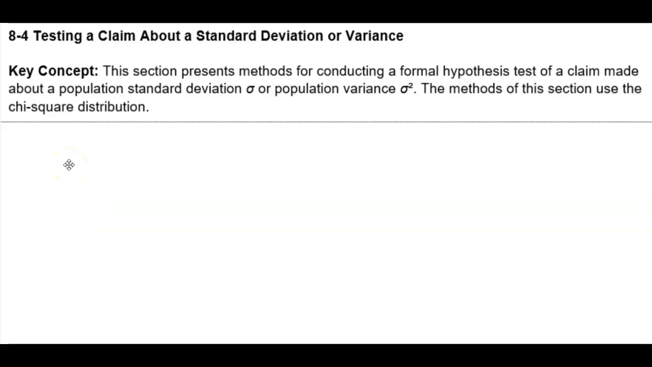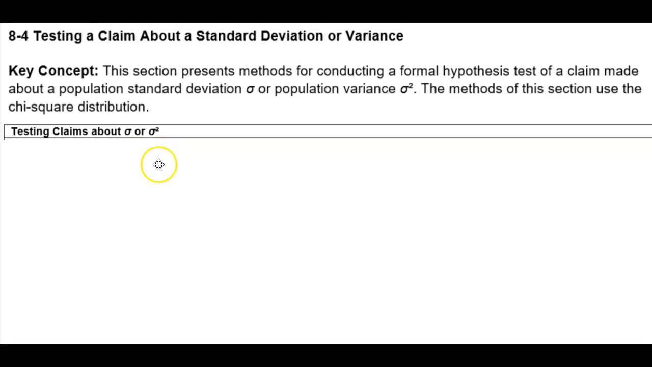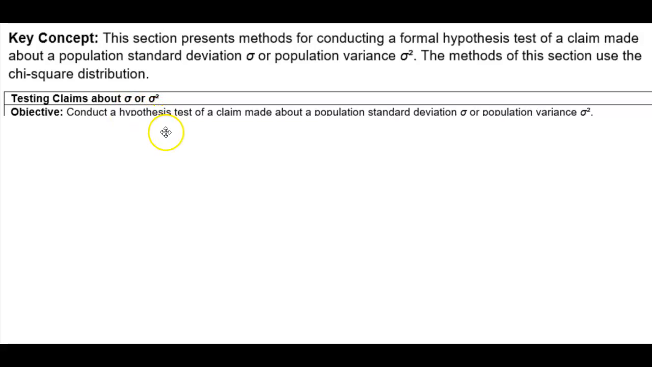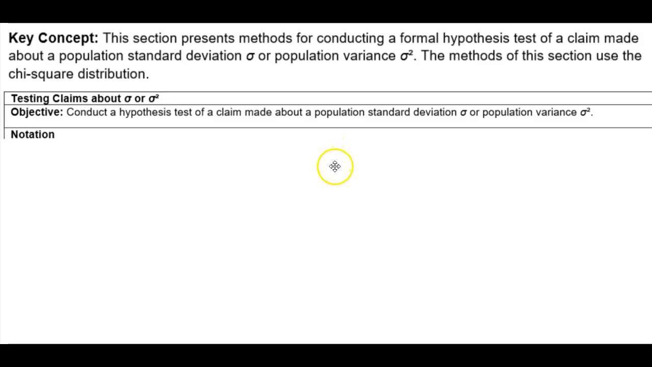Section 8.4, Testing a Claim about a Standard Deviation or Variance. Key concept: this section presents methods for conducting a formal hypothesis test of a claim made about a population standard deviation or a population variance. The methods of this section use the chi-square distribution. So, testing claims about a population standard deviation or variance. The objective is to conduct a hypothesis test of a claim made about a population standard deviation or population variance.